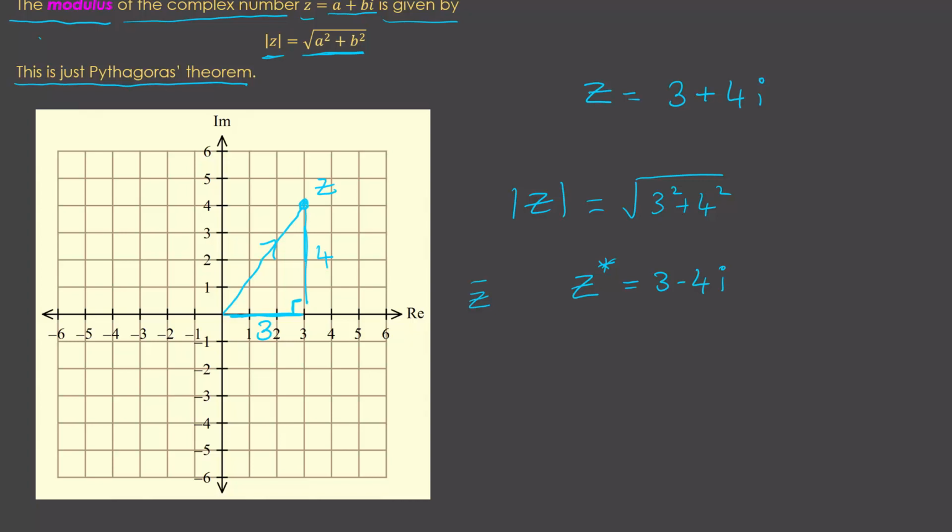So if we draw that, that would be here. Note that z and its conjugate are always reflections of each other in the real axis. And of course, the modulus of z bar would also just be the square root of 3 squared plus 4 squared, or negative 4 squared if we're being strict, but of course negative 4 squared is exactly the same as 4 squared. And so we can see that mod z would be equal to mod z star.